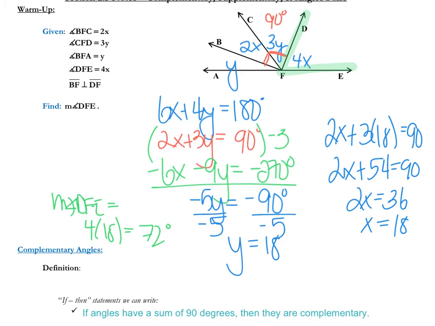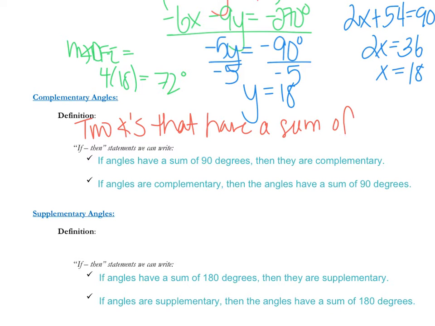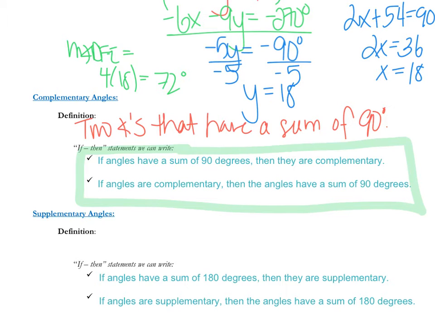Okay, let's go ahead and get into some more definitions. So first of all, complementary angles are two angles that add up to 90 degrees. So if we change those into if-then statements, if angles have a sum of 90 degrees, then they are complementary, and then the converse, if angles are complementary, then the angles have a sum of 90 degrees.